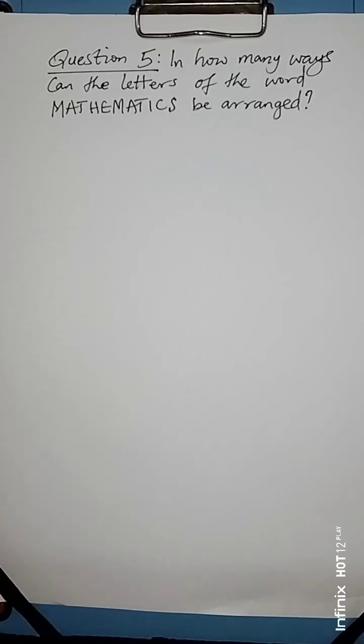Now let's look at question number 5. This question is a bit different from the previous questions we've been solving. It says, in how many ways can the letters of the word mathematics be arranged? If you look at the word mathematics, you discover that some of the letters appear more than once. Unlike the previous questions we've solved, where a letter appeared once, in this question some of the letters appear more than once. So what do we do in a situation like this?